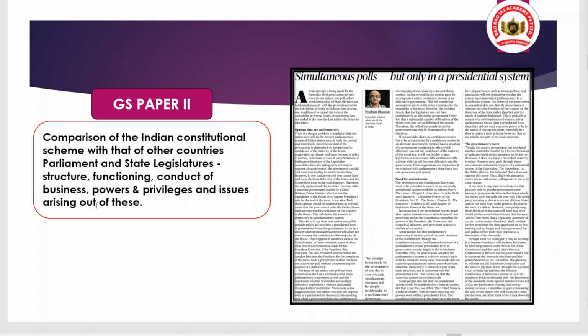So now we are shifting our discussion to the first editorial, and it is related to GS Paper 2. Here you will also be seeing some comparison between the Indian constitutional system and the constitutional system of the US, that is the presidential system. This is also one of the important segments from which UPSC asks questions.